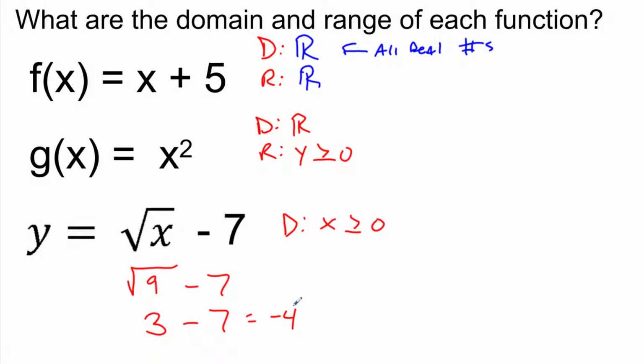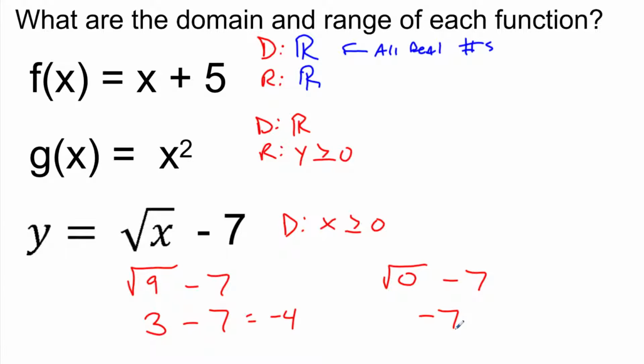Can I get all negatives to come out of this? Well, we just said you're not allowed to plug in negative numbers into this function, so 0 seems to be as low as I can go. Let's say the square root of 0 minus 7. Square root of 0 is 0, and 0 minus 7 is negative 7. So it looks like I can get numbers from negative 7 and up, but how am I going to get anything smaller than that if I can't plug in anything smaller than 0?